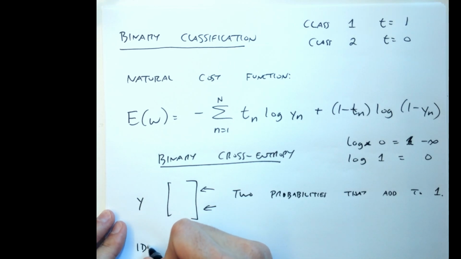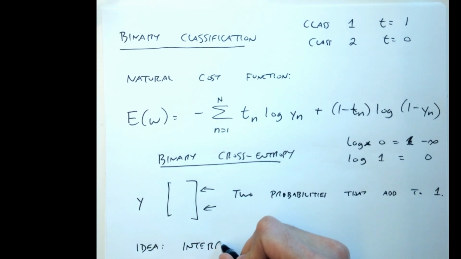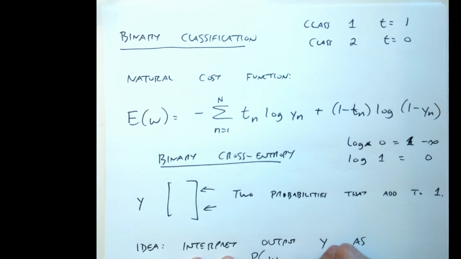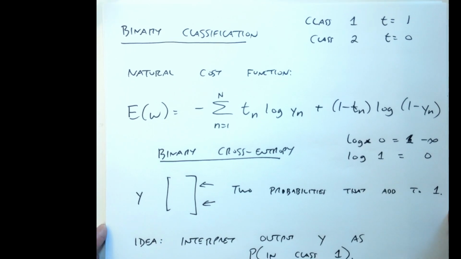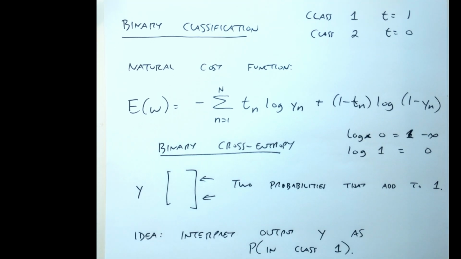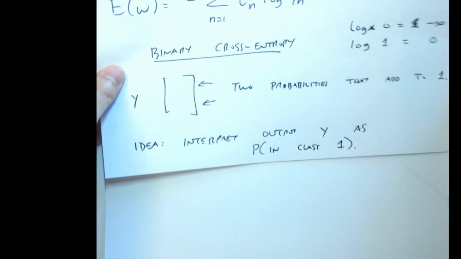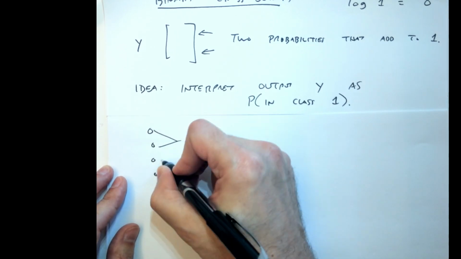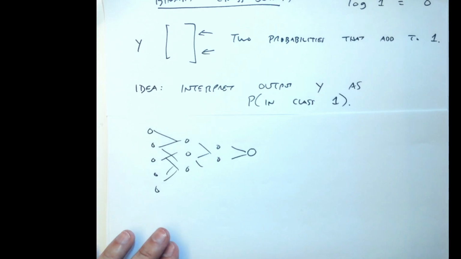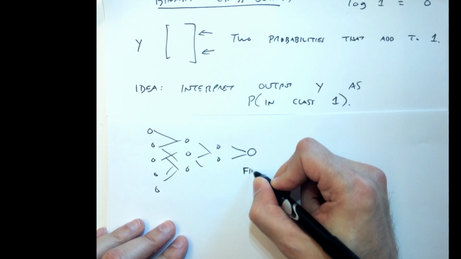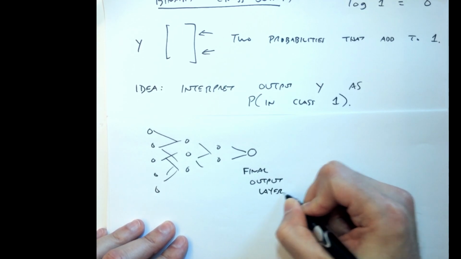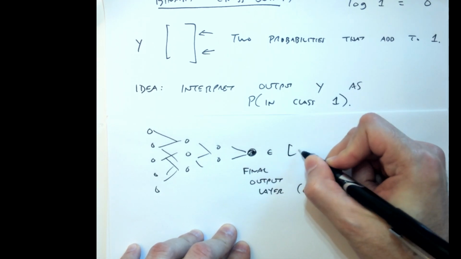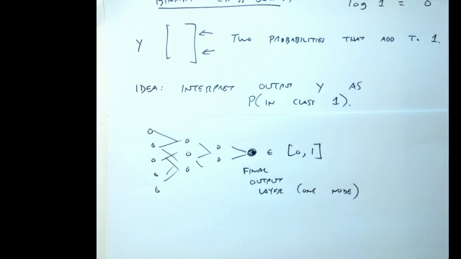So the idea is to interpret, or maybe a better way of saying this is to interpret the output y as the probability that I'm in class 1. So I have a network that has all these inputs. I have a bunch of hidden layers. And then I come down to one node at the end. And this node I could think of as telling me a value in 0, 1 that tells me how likely I am to be in class 1, right?